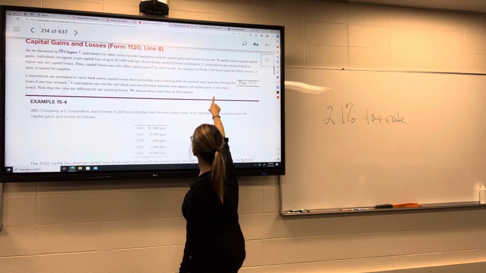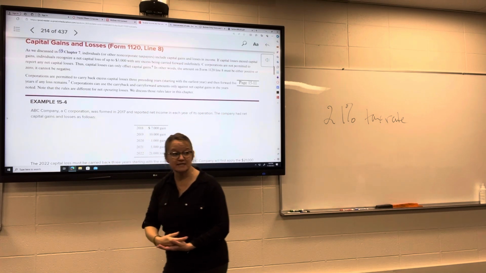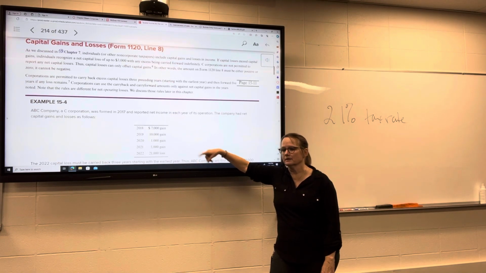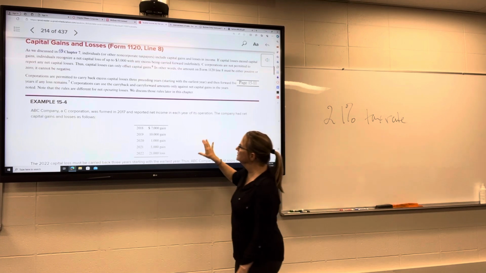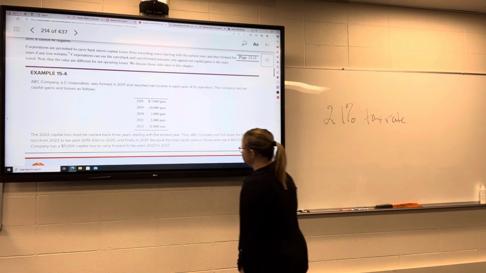So they can only use those amounts against net capital gains in the years. They can't use it to offset other income. It has to be capital gain income that they had. So here's an example. We've got ABC Company. It was formed in 2017.